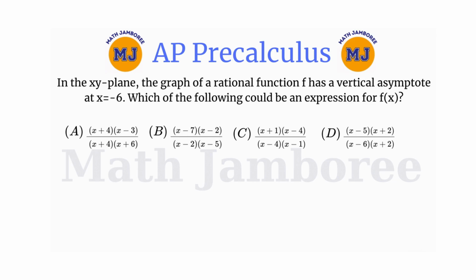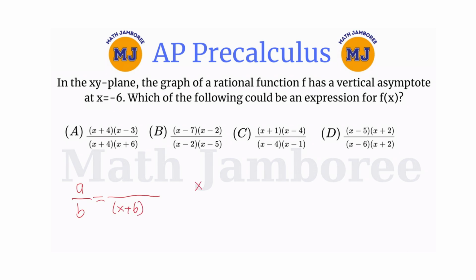So, we're talking about a rational function. Rational functions consist of numerators and denominators, and the vertical asymptote is all about the denominator. In the denominator, we must have an expression that, when we make it equal to 0 and solve for x, gives us -6, which is x plus 6.